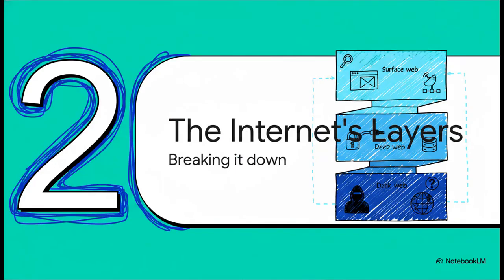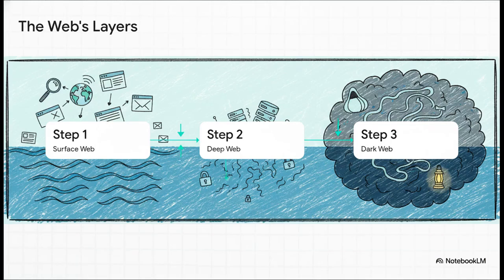All right, so let's break down the actual structure of the internet. It's basically made up of 3 distinct layers. Each one has a totally different purpose and, more importantly, a different level of accessibility. I want you to think of this like a journey downward. We're starting in the familiar world of public websites, then we're going to go into the private stuff, and finally, all the way down to the hidden parts of the online universe.